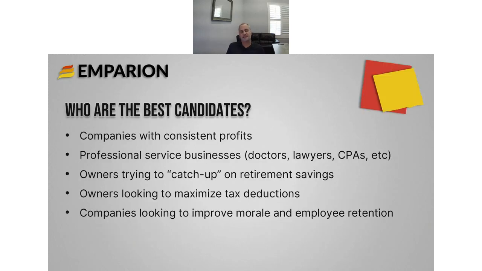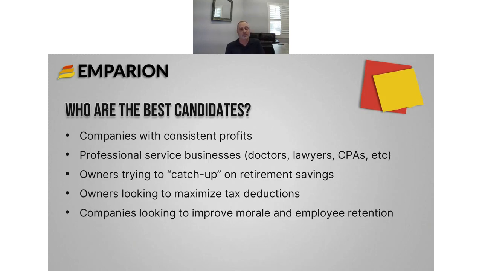Next slide here, best candidates. First of all, companies with consistent profits, because they're permanent plans. We like to see people who have the ability to make annual consistent contributions. This includes professional service businesses, doctors, lawyers, CPAs, business owners, obviously owners trying to catch up on retirement savings. Sometimes we'll have an owner that maybe doesn't make ideally the perfect amount of income, maybe $200,000 to $300,000, but maybe they're 55 years old and they have very limited retirement funds. Great opportunity for them to catch up and make some large contributions.